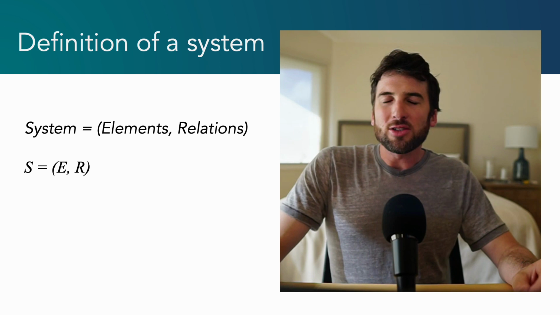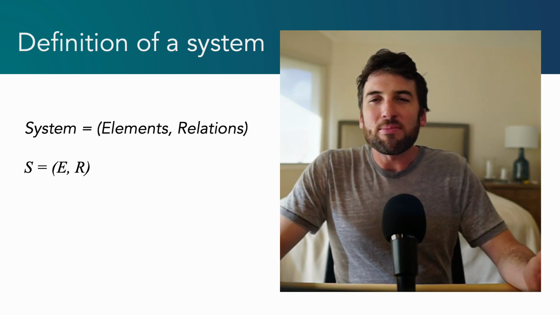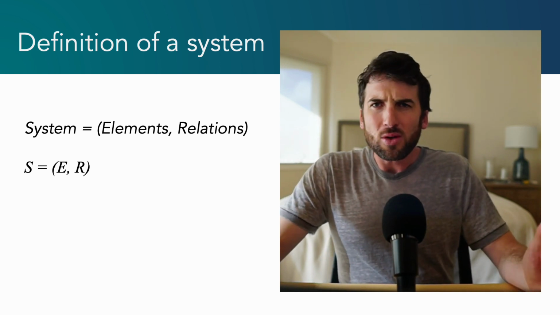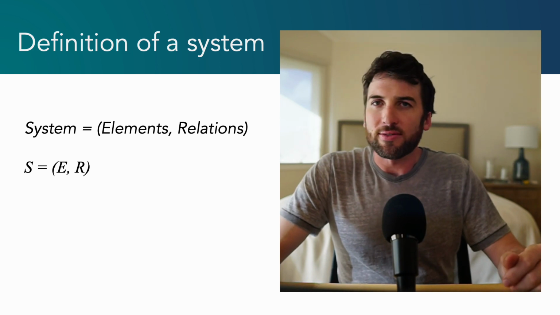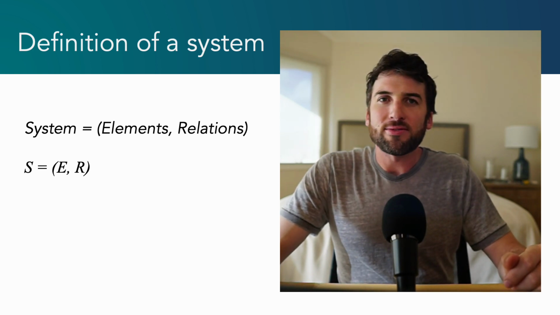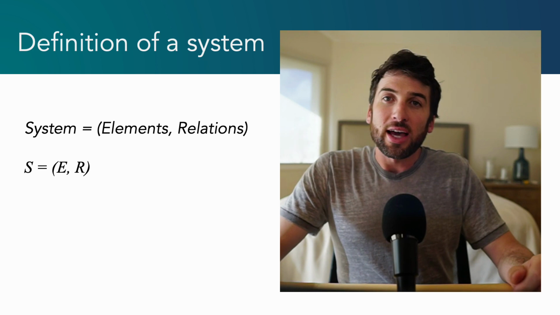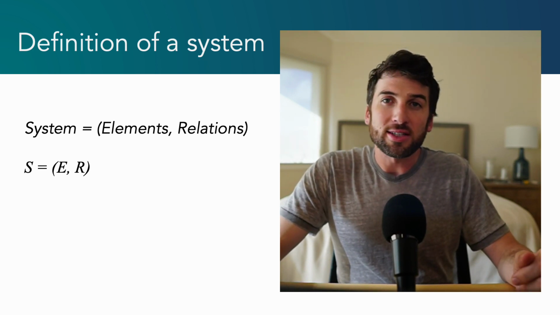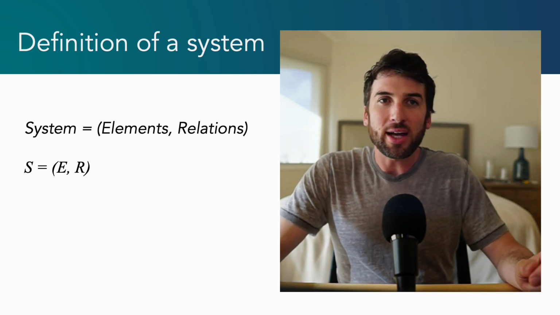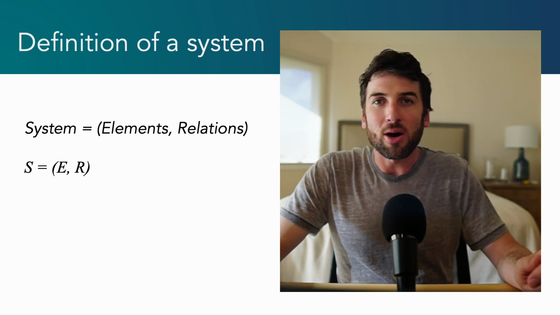So just zooming out a little bit, or getting back down to basics, what is a more formal definition of a system? Well, a system can be defined as a set of elements and a set of relations. This is often abbreviated in my book as S equals E, R.